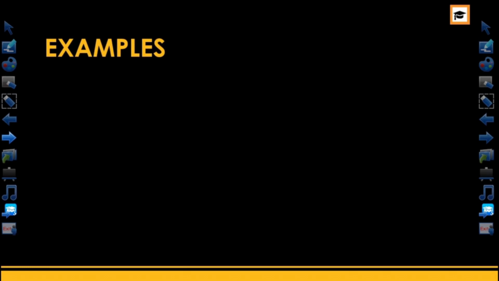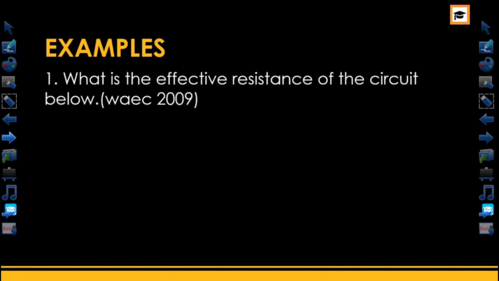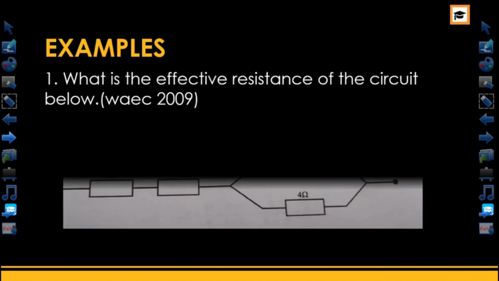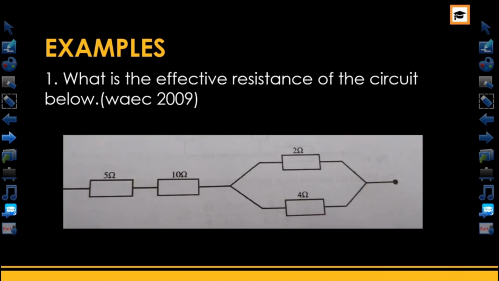Now let's take a look at examples showing their application. Example 1. What is the effective resistance of the circuit shown below? Take a look at these circuits. You have 4 resistors. The first 2 are connected in series, and the last 2 are connected in parallel. Now let's resolve this and find our effective resistance.